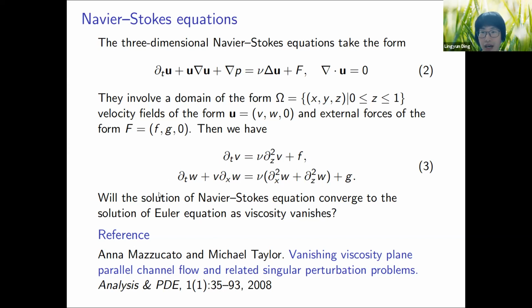For this field, people are interested in this question. Will the solution of the Navier-Stokes equation converge to the solution of the Euler equation as the viscosity vanishes? We know if we set mu, the viscosity, to be zero, we obtain the Euler equation. That's why people are interested in this question. So the answer is not necessarily. In some cases, the solution may not converge to the solution of the Euler equation. However, for this setup, people proved that as the viscosity vanishes, we can recover the solution of the Euler equation.